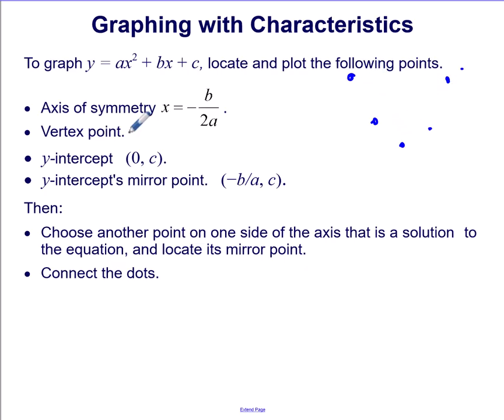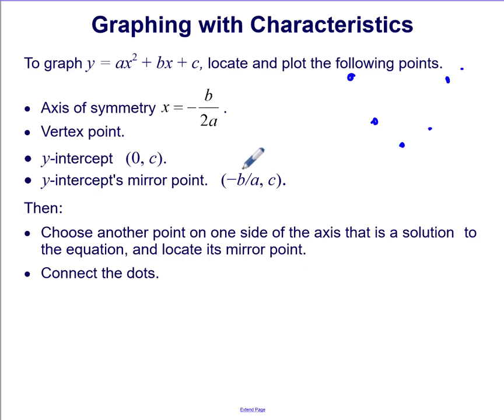Our first point is going to be the vertex point. The next one is going to be the y-intercept. That's going to be 0, and whatever c is going to be the y-coordinate. Next, we calculate the mirror point of the y-intercept, which is going to be negative b over a, comma c. Notice this is 2a, this is just a, so make a note of that.